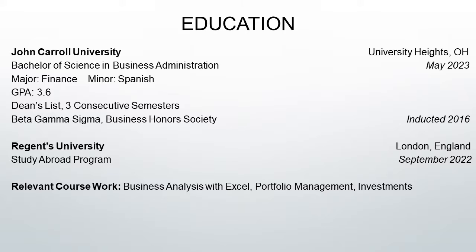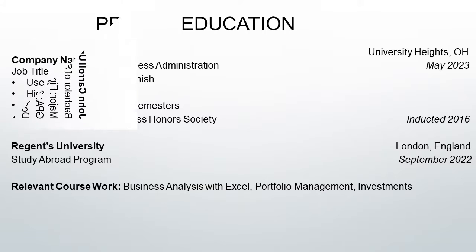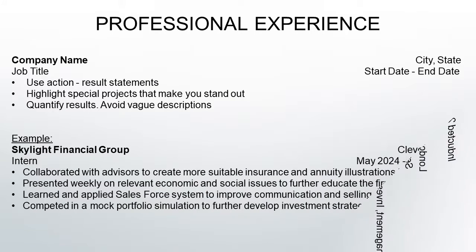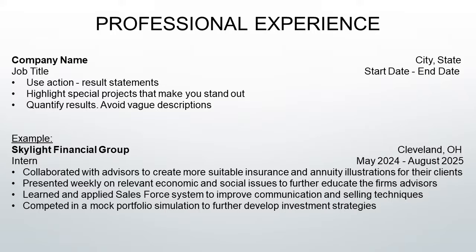If you have been on the Dean's List, be sure to include the number of semesters that you were on the Dean's List. Include your overall GPA only if it is 3.0 or above. An optional section is related coursework. This is particularly important if you have taken courses related to the position to which you are applying. When listing professional experience, make sure your format is consistent with the format of your education section.